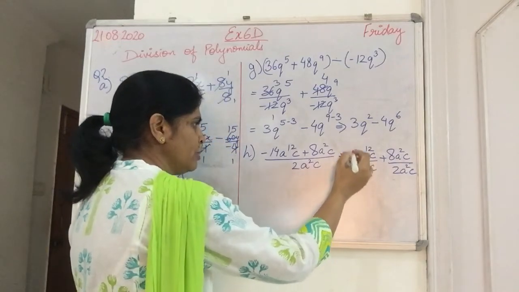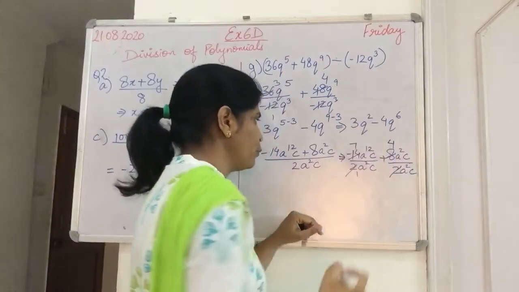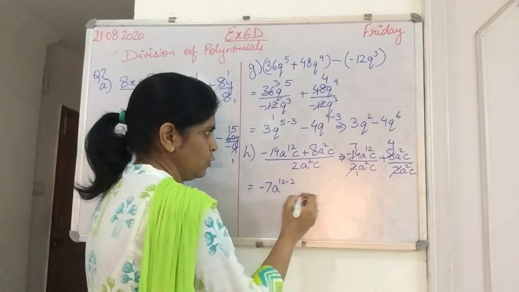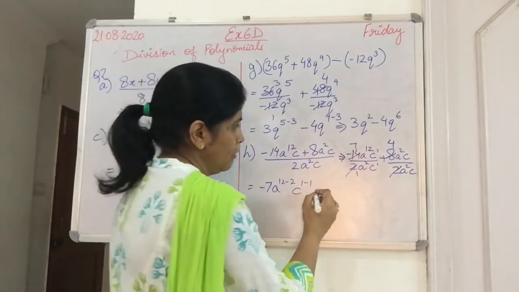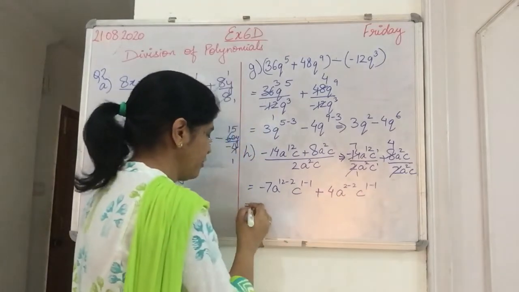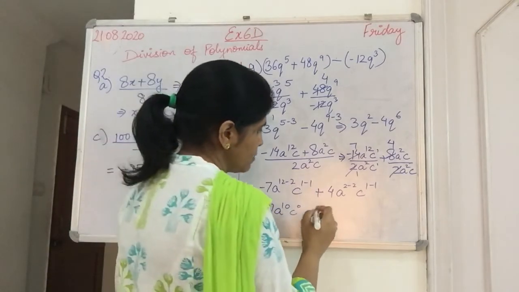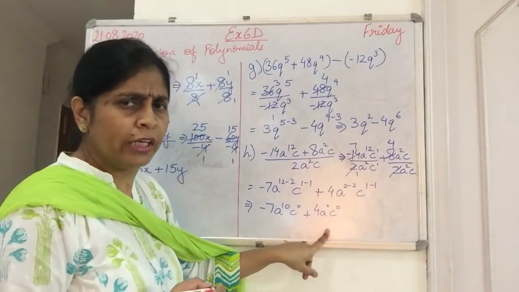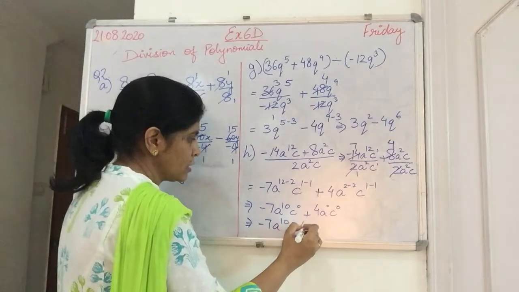So first we cut the coefficients. In 2's table 14 comes 7 times. In 2's table 8 comes 4 times. So minus 7, a to the power 12 minus 2, c to the power 1 minus 1, as there is no power means 1, plus 4, a to the power 2 minus 2 and c to the power 1 minus 1. Now when we simplify, minus 7a^10 c^0 plus 4a^0 c^0. Now you know that when you have a power of 0, it is equal to 1. So minus 7a^10 plus 4 is the answer of it.